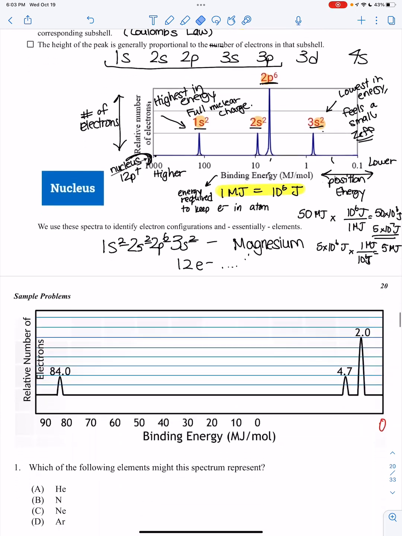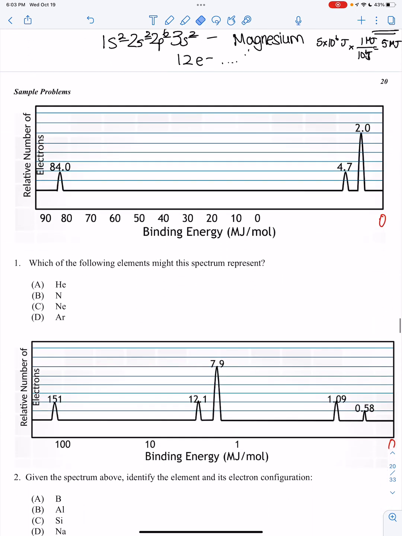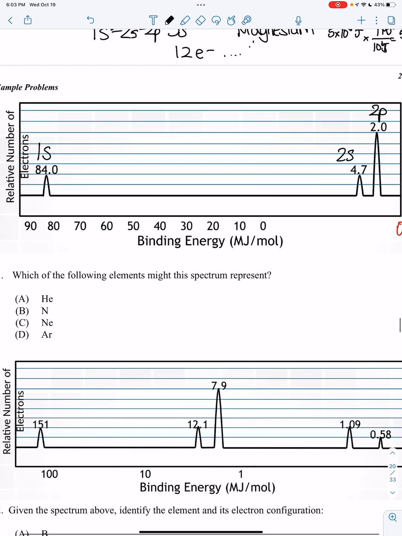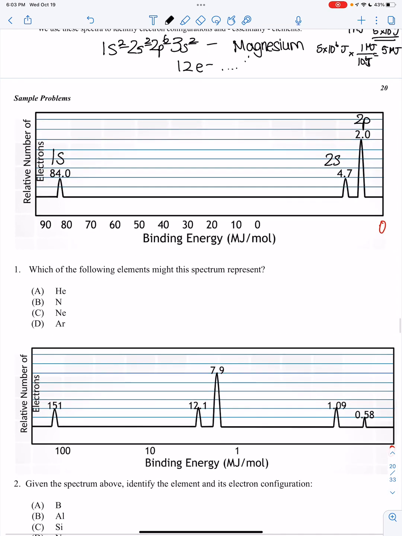Let's do some more examples. So let's look at the sample problem. Which of the following elements might the spectrum represent for sample problem 1 here? Well, this first peak is going to be 1s, this is going to be 2s, and this is going to be 2p. Now, the height of each peak is how many electrons there are.